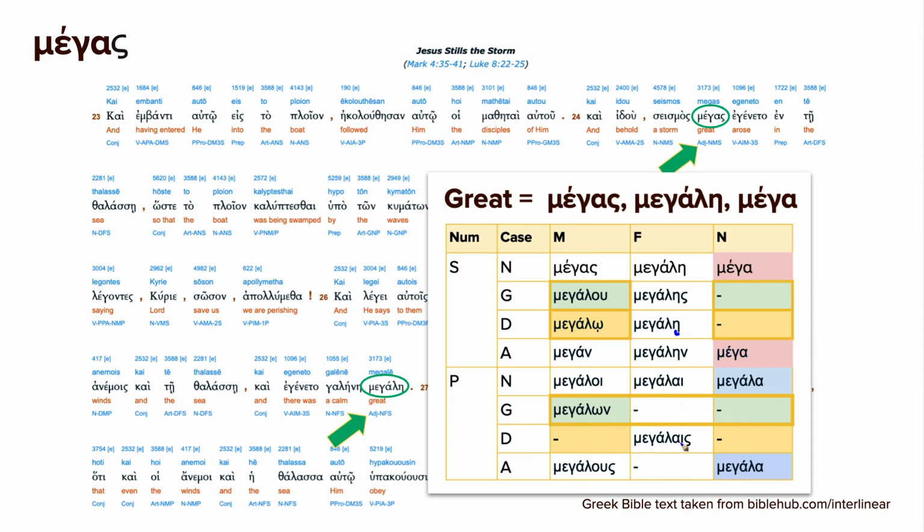And then megalais, to the great things. This is in the New Testament with voices, which is a feminine plural. And then megalus, that's when it's used as loud. It can also mean loud, so loud voices. Megalus is the accusative masculine plural, and megala is your neuter nominative and accusative plural.